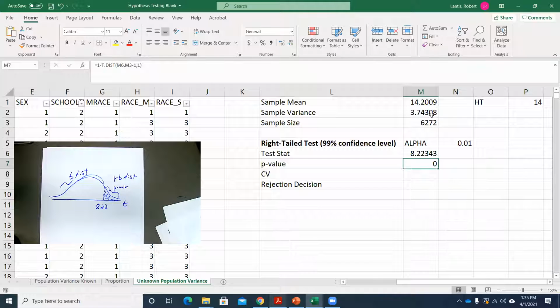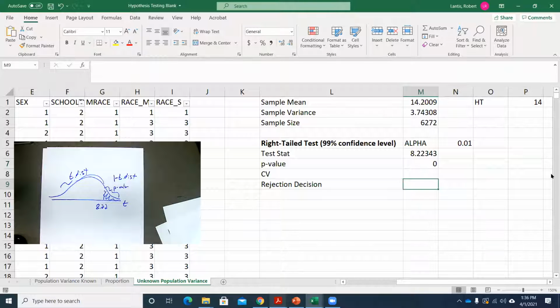So this again shows the power of having a large sample size. Even though the sample mean I found isn't that much different from the assumed true value of 14, the standard deviation is being driven down so much by this high sample size that even though I'm only 0.2 away, that's a high number of standard deviations. That's 8 standard deviations away. So then I get a p-value of approximately 0.